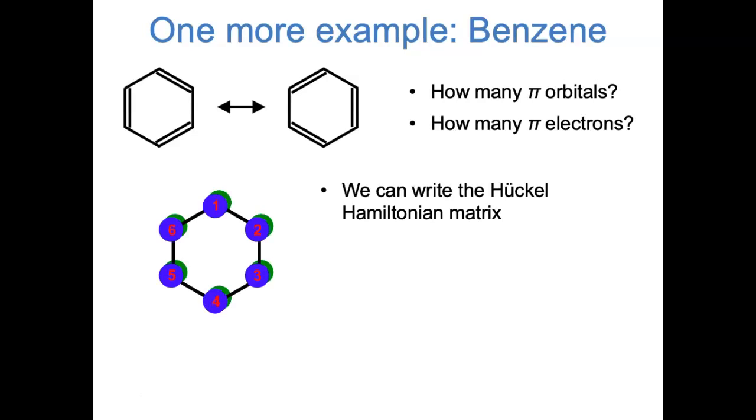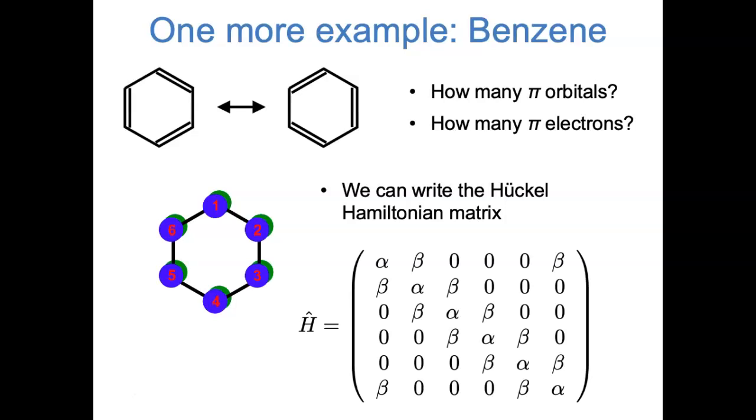If we want to apply Huckel theory to benzene, the first step is to write out the Huckel Hamiltonian matrix. In this case, since we're looking at the interactions of 6 atomic orbitals, it's a 6 by 6 matrix. And after a little practice, you'll be able to write these matrices pretty quickly.